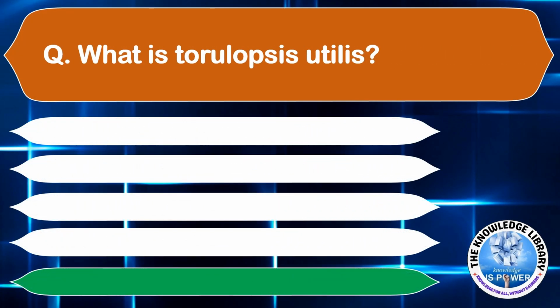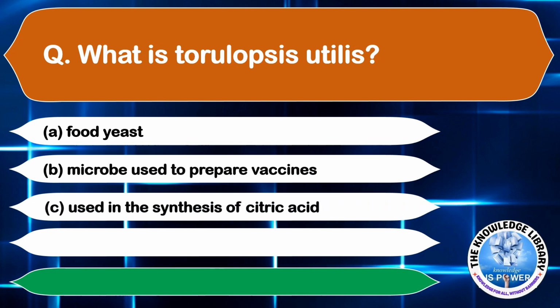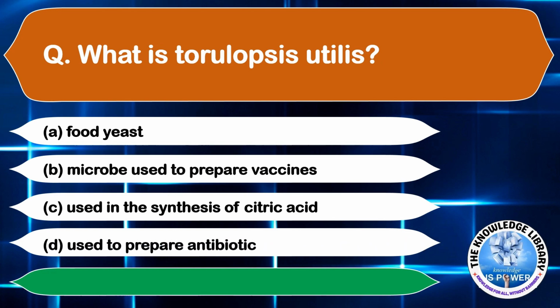What is Torulopsis utilis? Option A, food yeast. Option B, microbe used to prepare vaccines. Option C, used in the synthesis of citric acid. And option D, used to prepare antibiotics. The correct answer is option A, food yeast. Moving on to the next question.